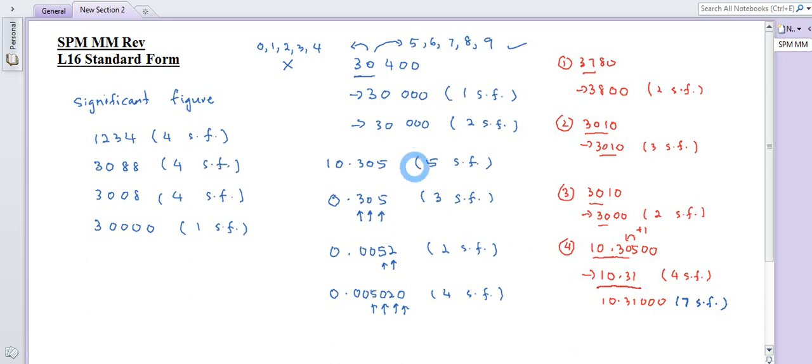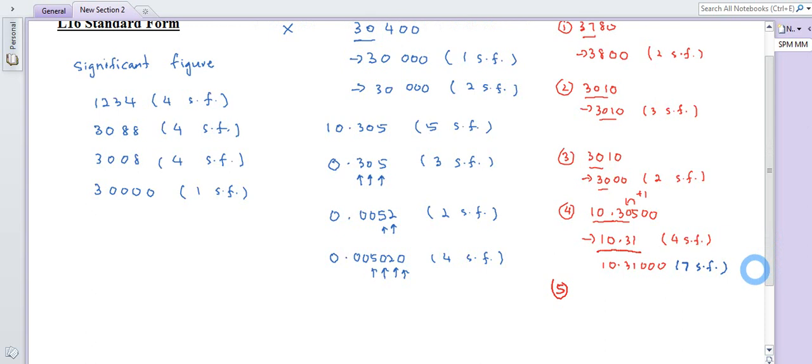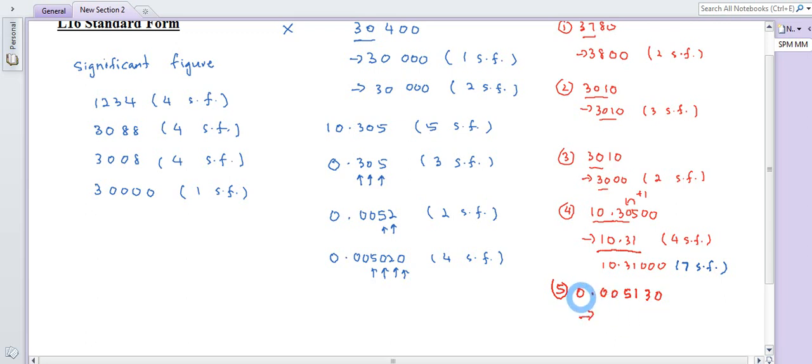Okay, so we tried this one, number 5. 0.005130. Okay, so I want you to correct this answer to two significant figures. 1, oh no, this is not the first one. This is 0 point something. The first significant figure starts from here. So we want two significant figures, right? So these two. You look at the number here, 3, I don't have to add 1.